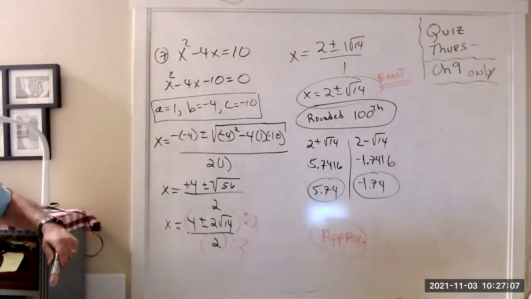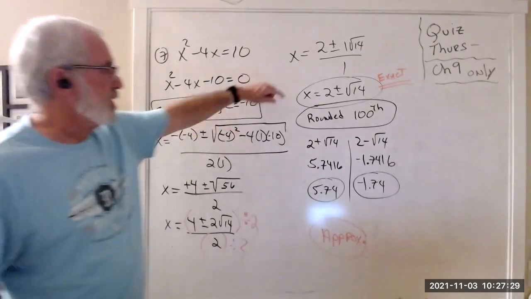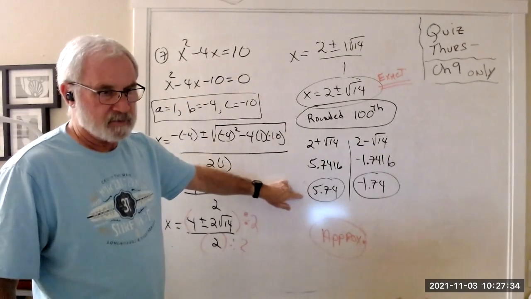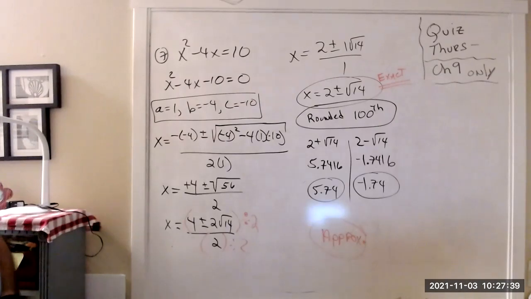Questions about anything I've talked about tonight? Complex numbers, imaginary, rationalize the denominator with the i or the conjugate of i, the square root principle, the quadratic formula, and the difference between exact versus approximate. Any questions?